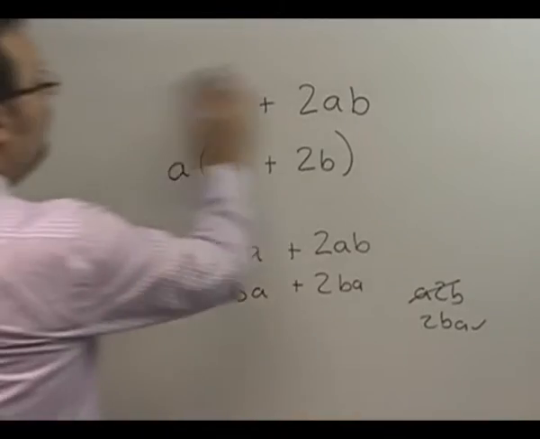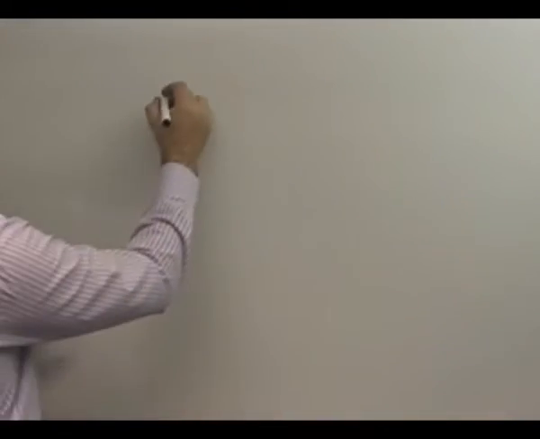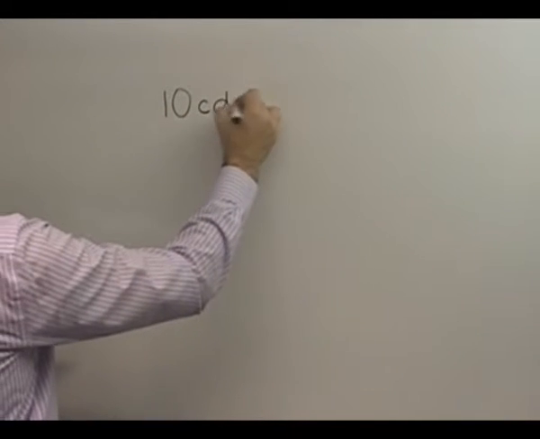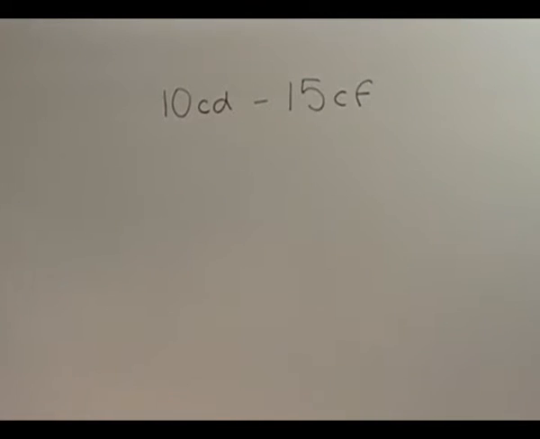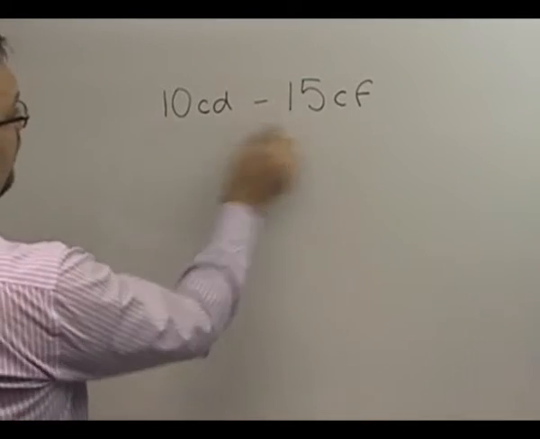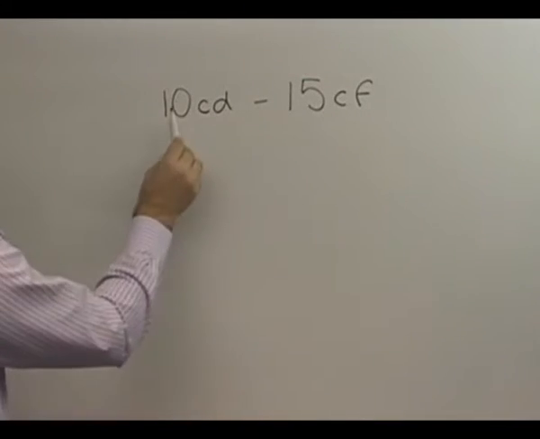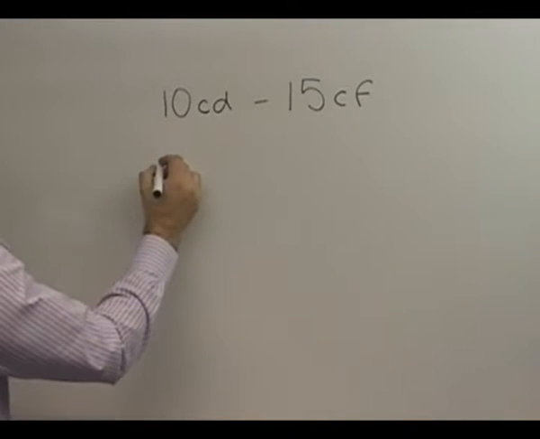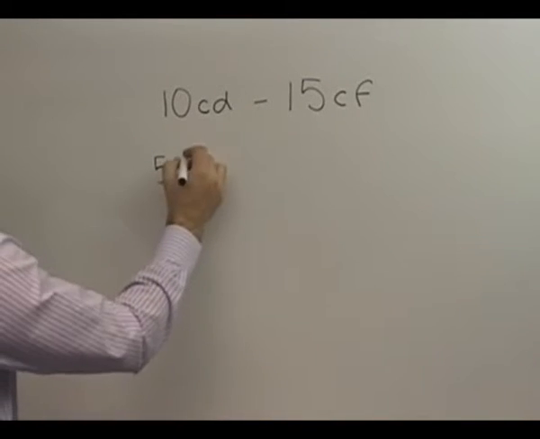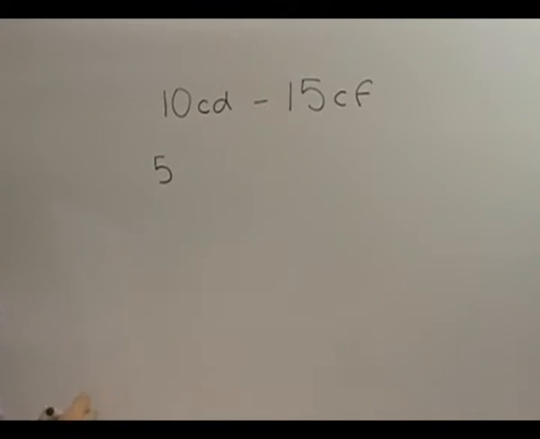Okay, another example. 10CD take away 15CF. Right, so here we're going to take out two things as factors, because we've got a factor of the number and of the letters. So factor of 10 and 15, well, the number 5 is the biggest factor that goes into those. 5 goes into 10 and 15.